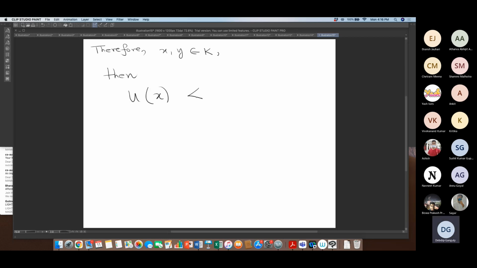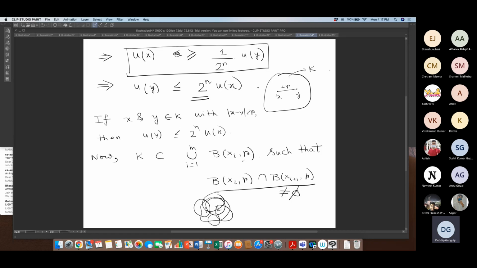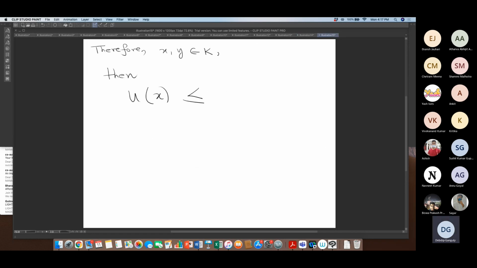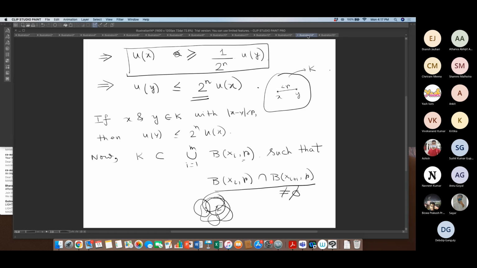u(x), what can I write? Can anyone tell me? For any two points at distance less than r, we have the estimate with 2 to the power n. Right? Now what can I write? If you take any two arbitrary points x, y in a compact set, you don't know whether the distance is less than r or not. What can I write? Just think what I can write.